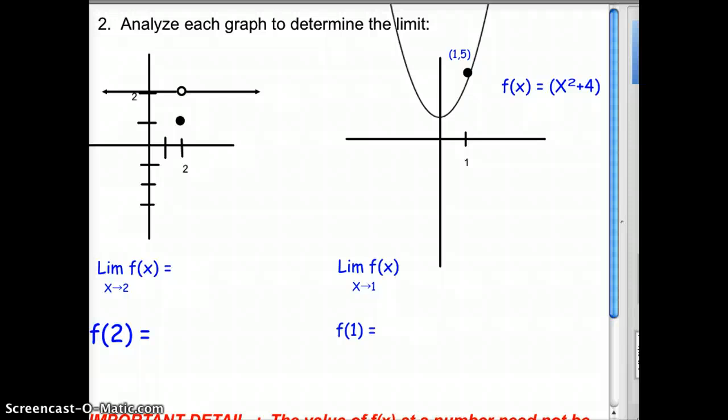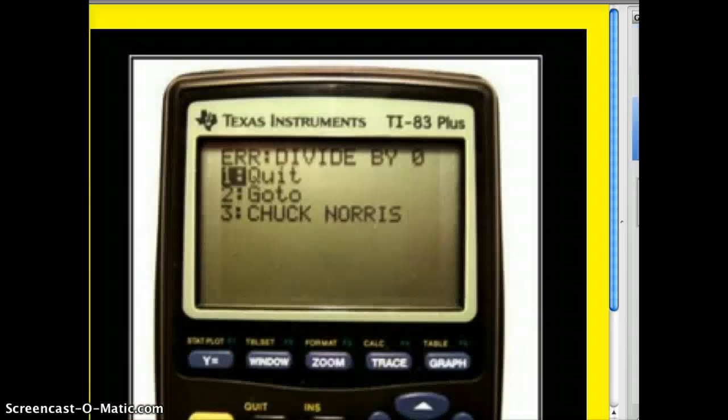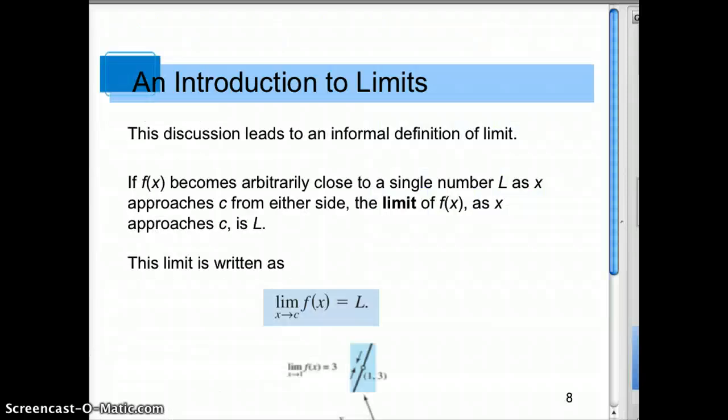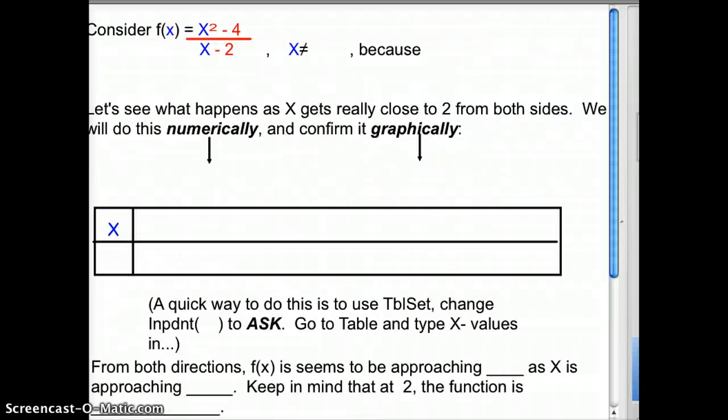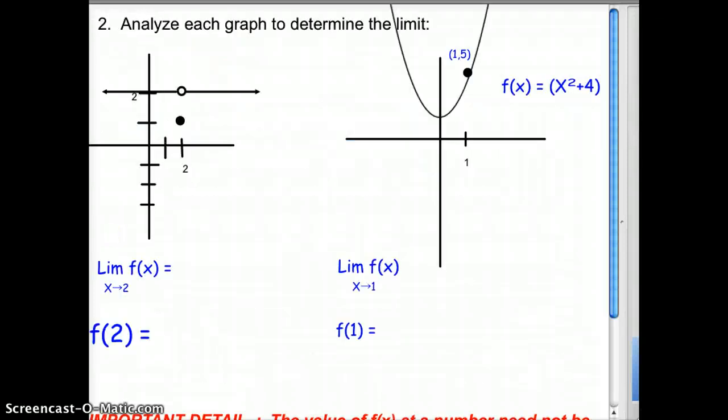All right, so I'm going to take you back to page 1. And we're going to go through the packet page by page so you know what should be starred here. So here we go. You should definitely be able to read a graph. We talked about our limits and you know that. You should know how to approach on a table using the table set feature on your calculator.